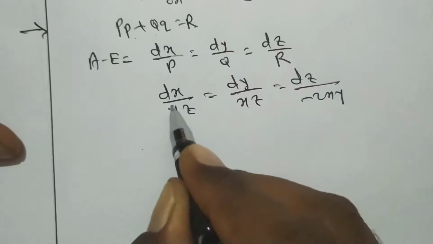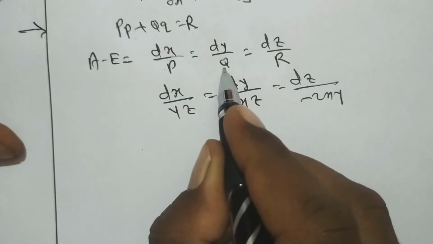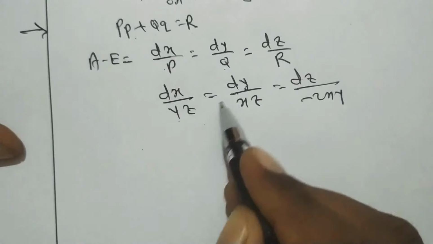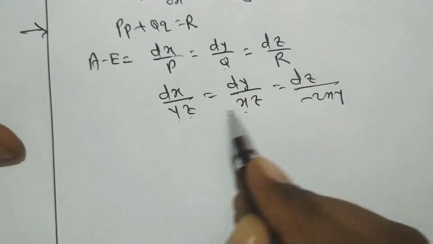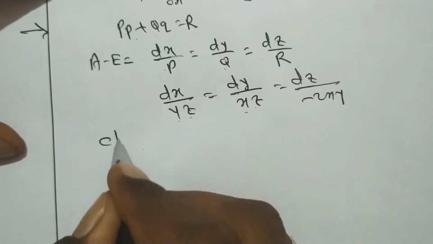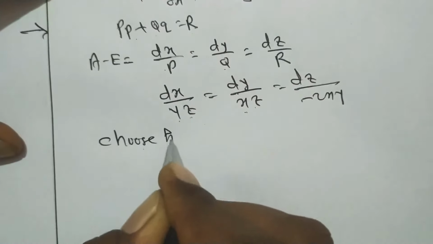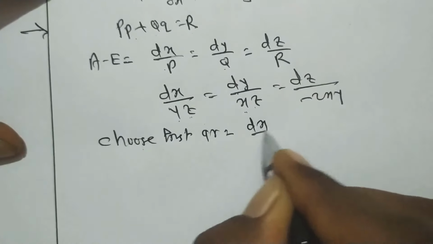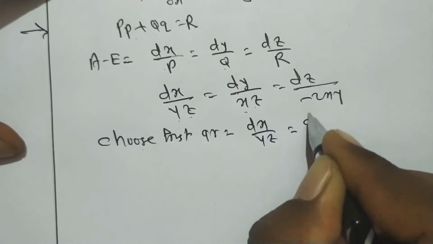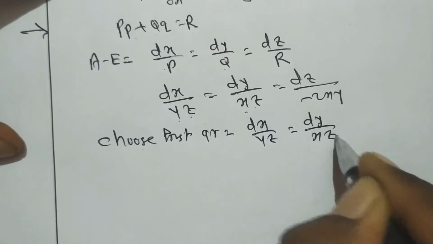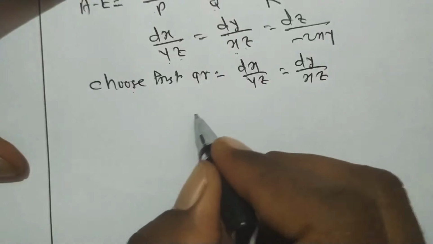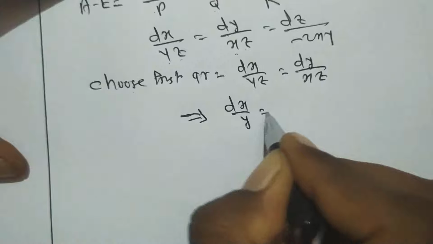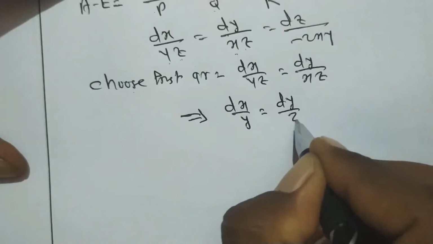So how do we choose the first group? Take dx upon P equal to dy upon Q if z is missing from that or may cancel. If you observe here, dx upon yz equal to dy upon xz, so here z gets canceled. So we can choose as the first group dx upon yz is equal to dy upon xz. Here z gets canceled. So using this we can write dx upon y equal to dy upon x.